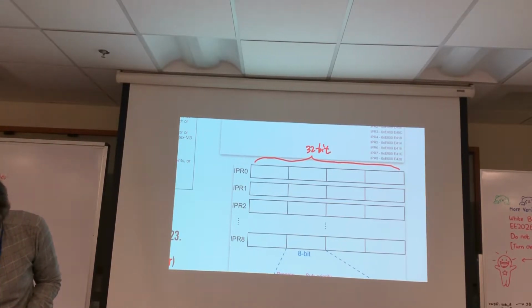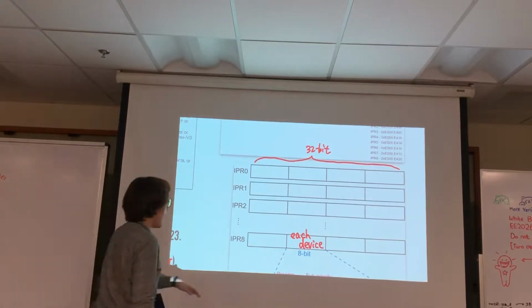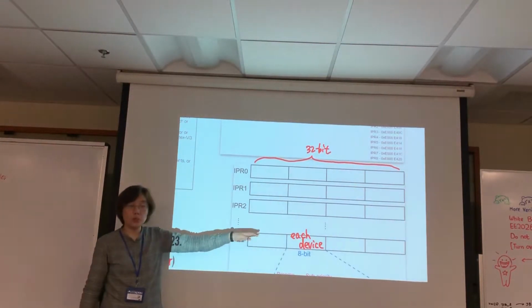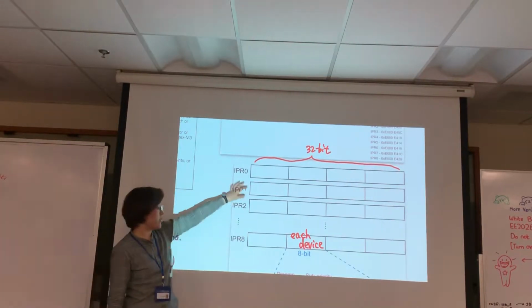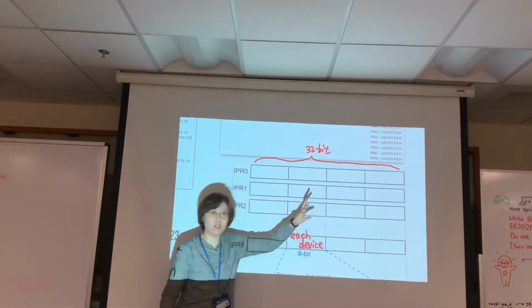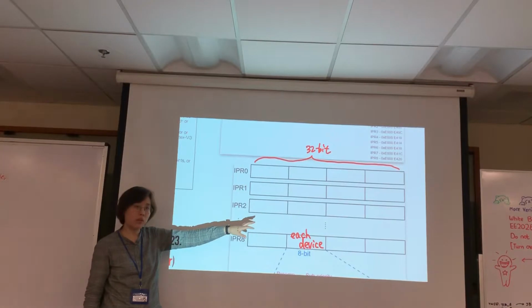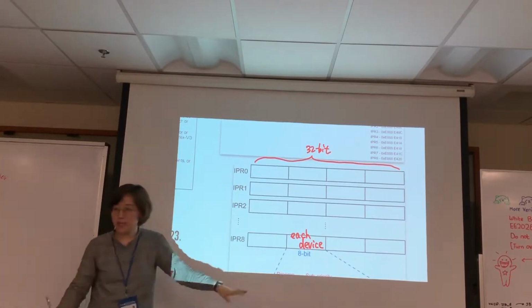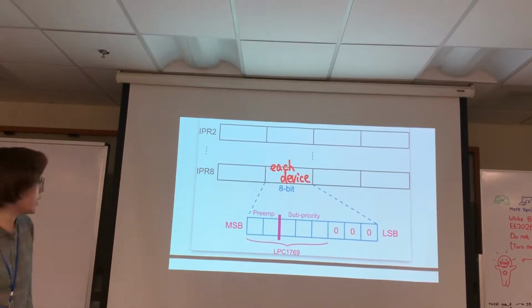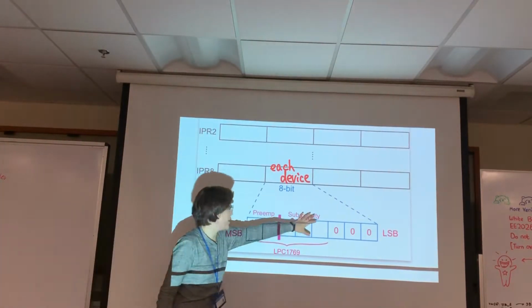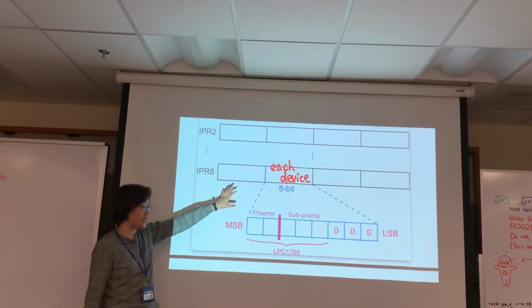So for each device, you have 8 bits to talk about its priority. Basically each register can set up to 4 devices. So that's how it works. And let's zoom into this 8-bit field. In general, it's like that.